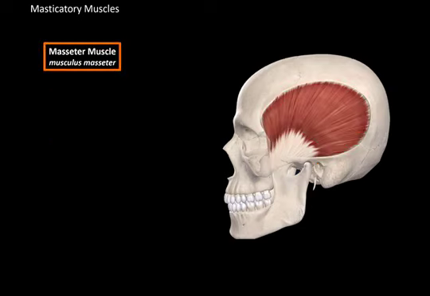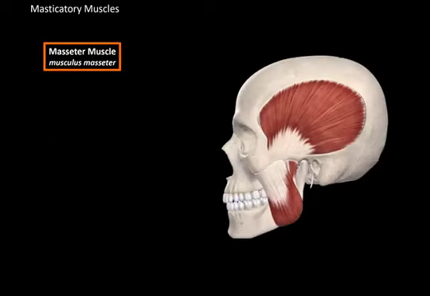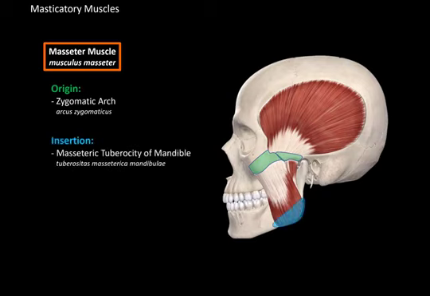So, that's this one. Next, we have the masseter muscle, which is this one. If you look closely, you will see that it consists of a superficial part and a deep part, but they both originate from the same structure. The superficial part originates from the anterior part of the zygomatic arch, while the deep fibers originate from the posterior part of the zygomatic arch. Fibers then insert at the masseteric tuberosity of the mandible, and when these fibers contract, they will elevate the mandible.